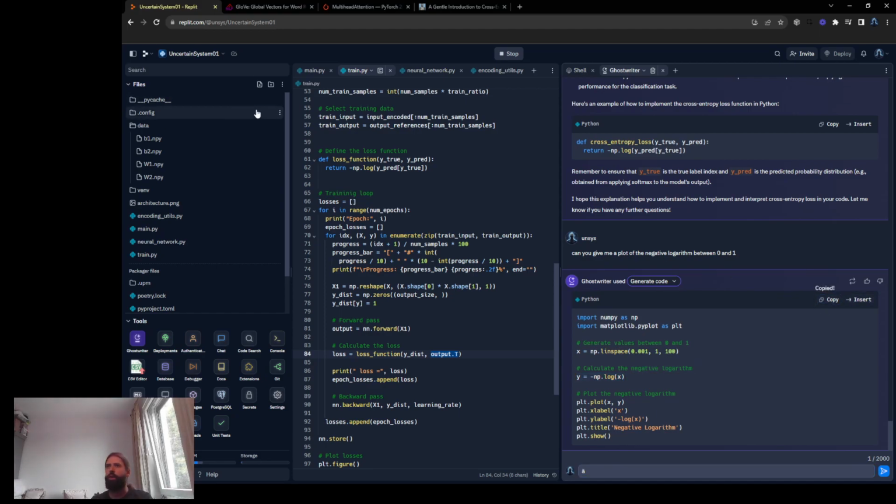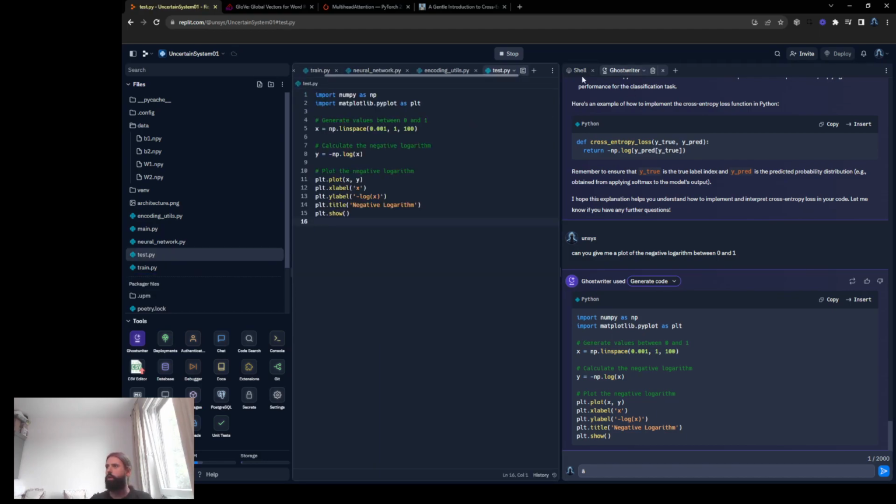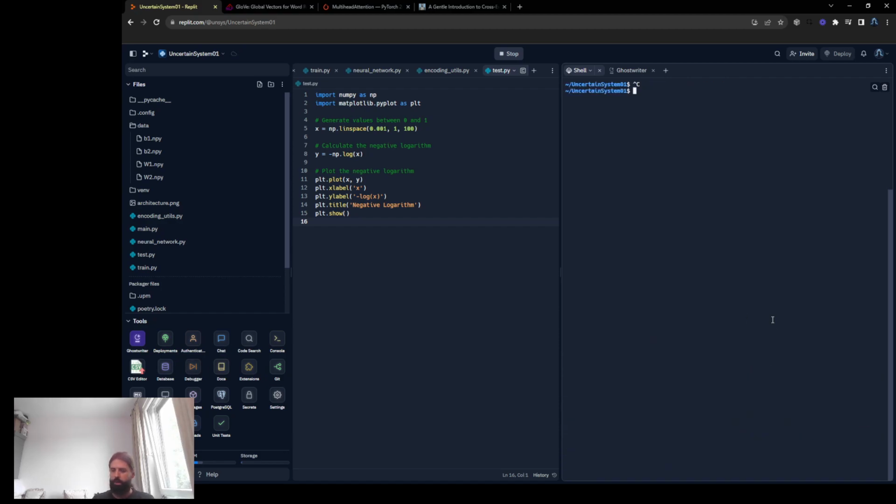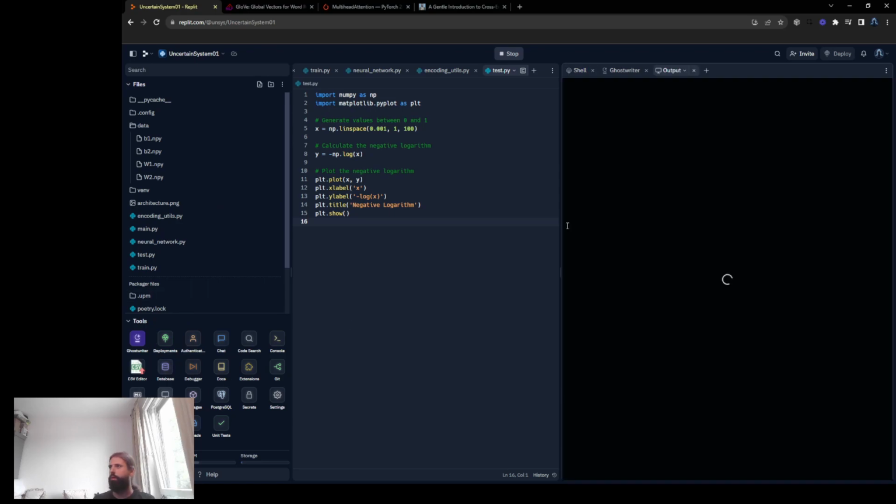I can copy that, create a new file, test.py, paste this in, and then basically run it. So open a shell or just kill this one and do python test.py and open the output.